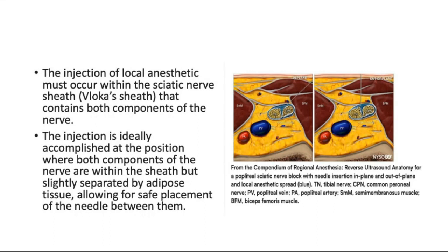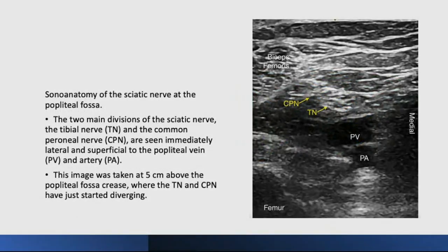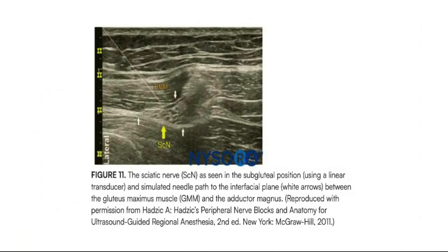I hope that answers the question. Okay, if not, I just have a few comments. Can you just go back to the image on the subgluteal? Oh, I think that's the one. So for the subgluteal, just remember that the muscle below is the adductor magnus. The one above is the gluteus maximus.